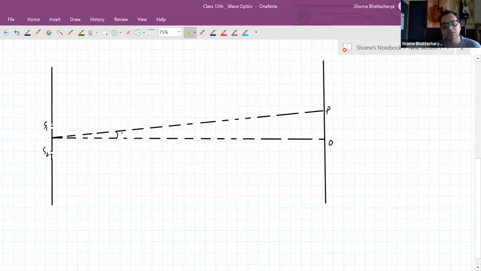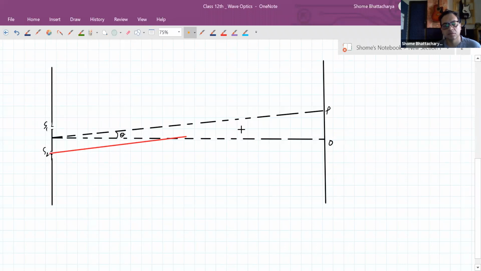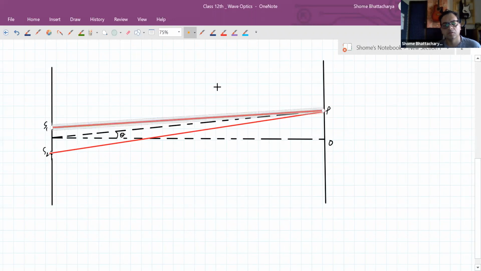Okay, so if we take this angular position as theta, we can also use trigonometry, a little more sophisticated way of calculating this path difference, and from that the phase difference. So if you name this central point C, now let's take the distance CP as Z or something, which is square root of y square plus d square. And you can also see here that this is d by 2 and this is d by 2.